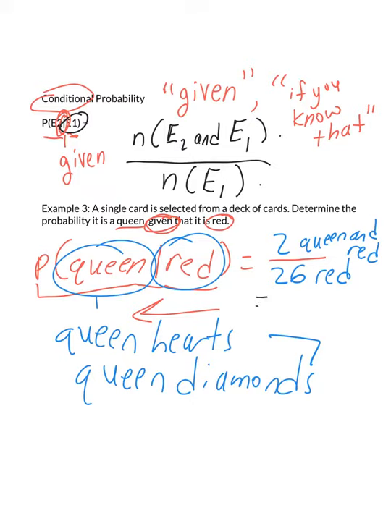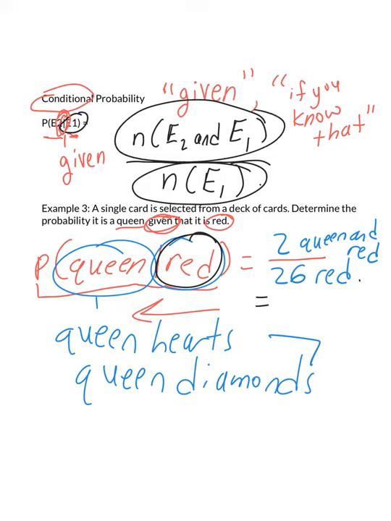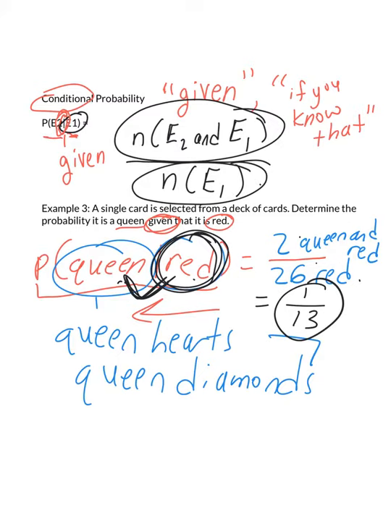You can see how it does follow the pattern of the formula. What you're given goes in the denominator. We were given red cards. The overlap, the word "and," between the two events is the numerator. Queen and red, well, there are two cards that are both queen and red. I'm going to always do the denominator first, which is what comes at the end of the sentence. And then the overlap between two events will always be in the numerator. So 2 over 26, which will reduce down to 1/13. 1/13 is the final answer for example 3.